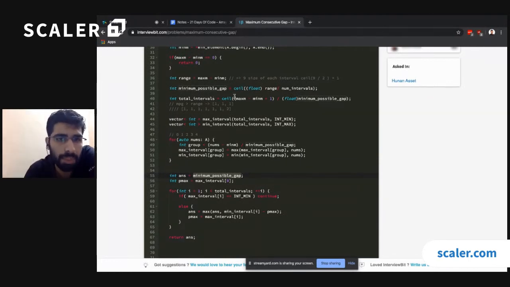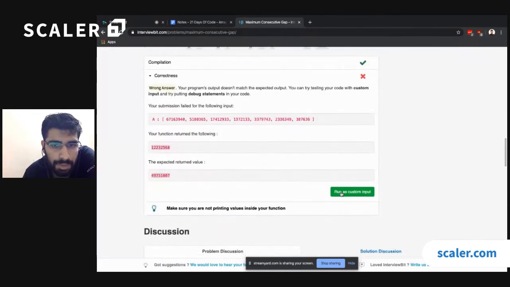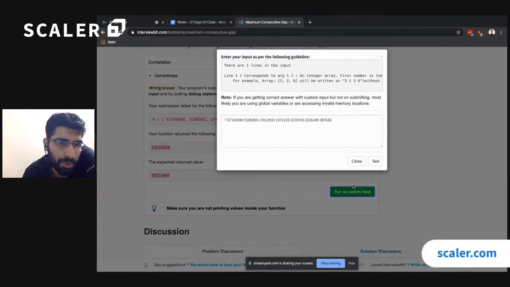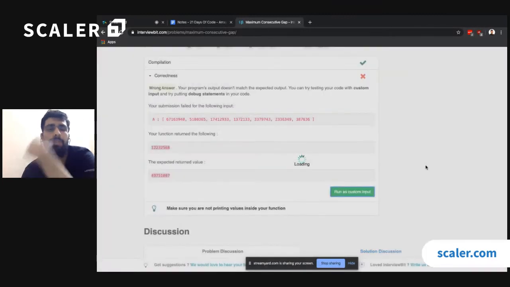Maximum minus minimum is actually not the total interval, right? Should it be maximum minus minimum only? Because the very first number will actually come in the first interval, so it should be maximum minus minimum divided by float of minimum gap. This should be it, and this should work. I think that. Let us try and put this case now. It should be 49751007.